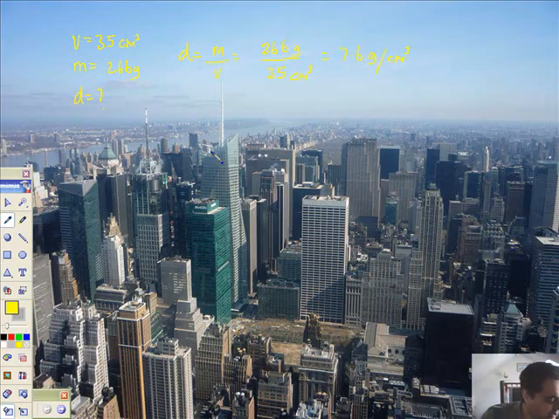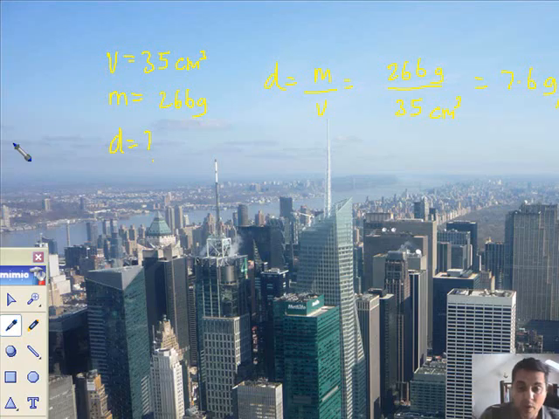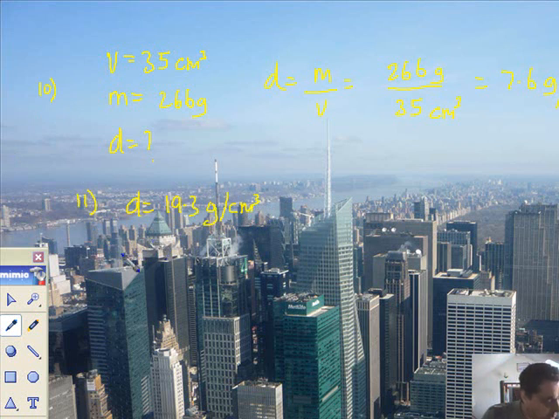Alright, I'll do question 11 as well. So that was question 10. I'll do question 11 down here. The density of gold is 19.3 grams for every centimeter cubed of gold, and a gold bar has a volume of 5 centimeters cubed. Question, what is the mass of the gold?